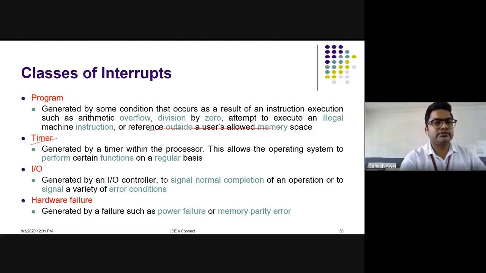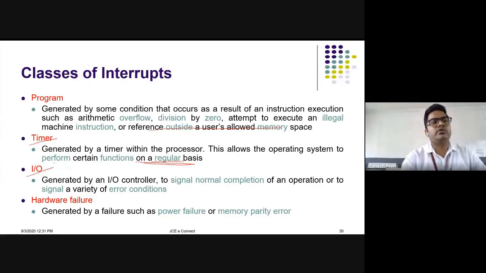Then you have timer interrupts. After a particular time, it will pop up that something is required. It is generated by the timer within the processor. In the processor, we have a timer. This allows the operating system to perform certain functions on a regular basis, like an update. On a regular basis it will show that there is an update present. That is what we call a timer interrupt, which is defined previously.